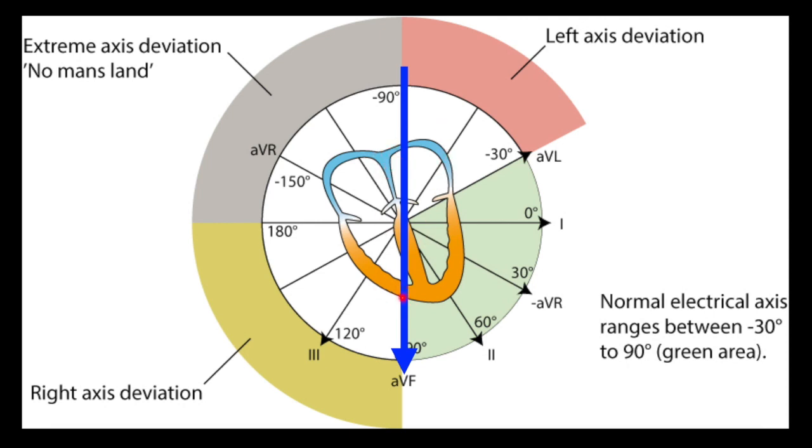So if the QRS complex is mostly above the baseline in lead AVF, that means that it must lie somewhere down here. And so when you put those two things together, if it's positive in lead 1, we know it has to be on this side of this line. If it's positive in lead AVF, then we know it has to be on this side of this line. And if they are both positive, then we know it has to lie somewhere down in this corner here.